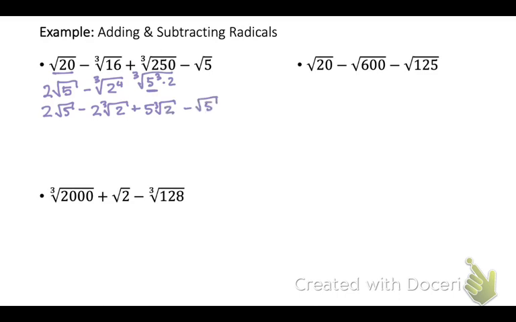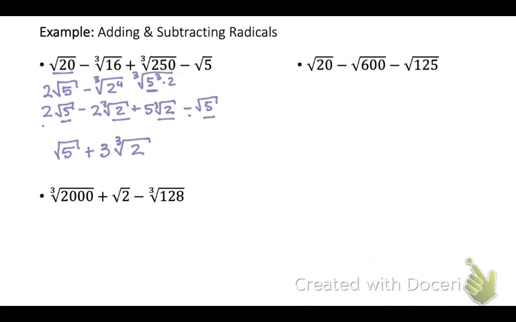So my square roots, do they have the same radicand now? It's the number under the root. Do they have the same? Yes. So I have 2 minus 1, which is 1, so I have the square root of 5. Now the cube roots, do they have the same radicand now? Yes. So I have negative 2 plus 5, which is 3. So plus 3 cube roots of 2. Is that it? That's it.